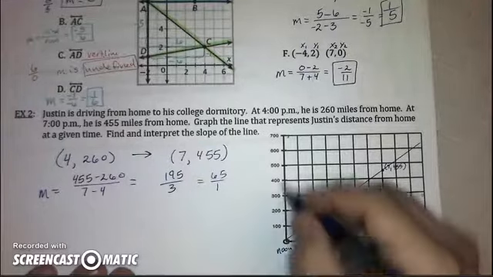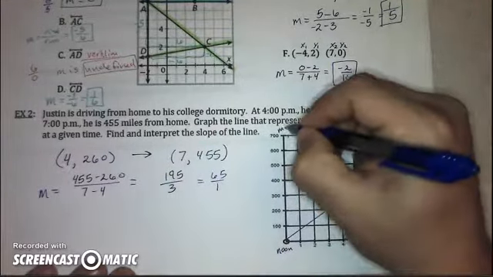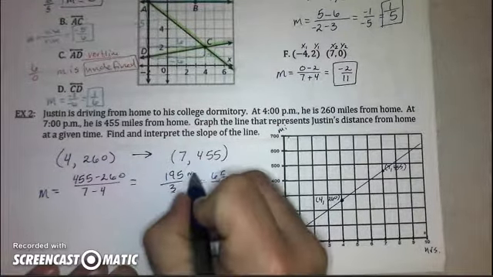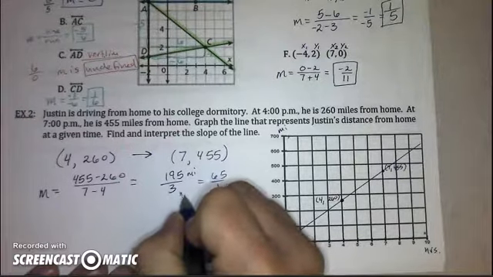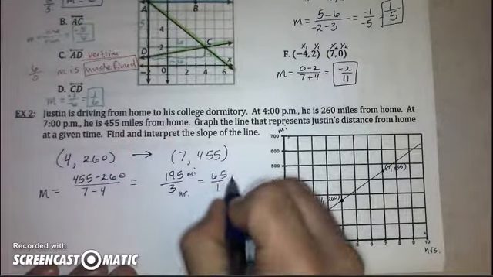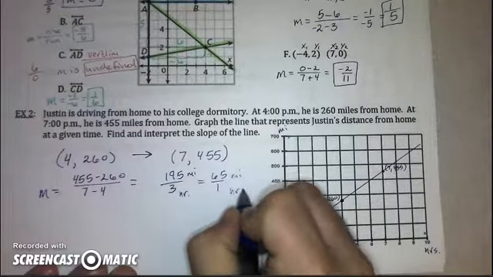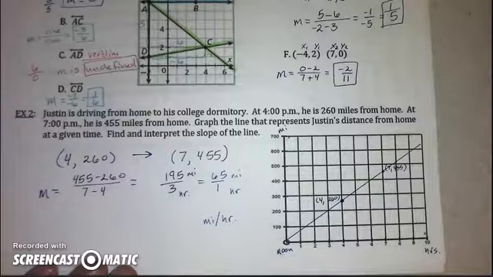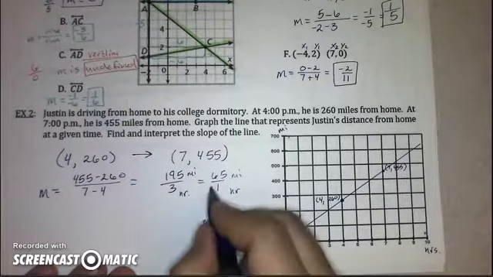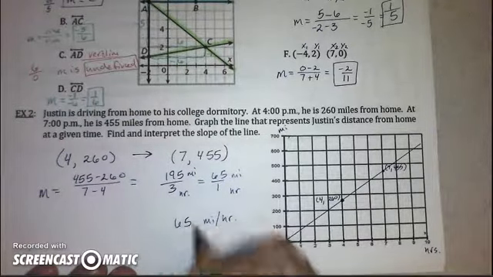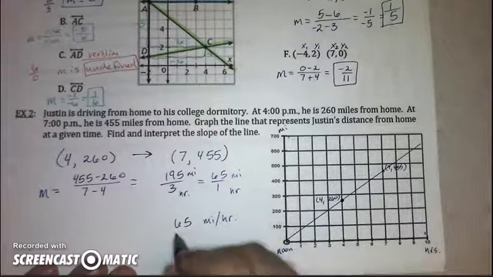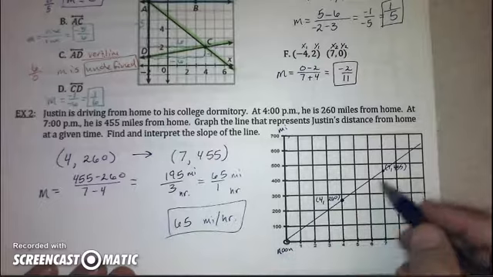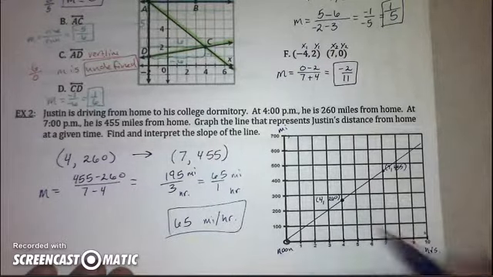Now what these are comparisons of are miles units over hours units. And so 195 miles per 3 hours simplifies to 65 miles per 1 hour. So our unit of measure is actually miles per hour, which you guys should recognize as a speed. That means that this measurement of slope or rate of change is a speed measurement. It's his average rate or average speed traveling from home to his college dorm.